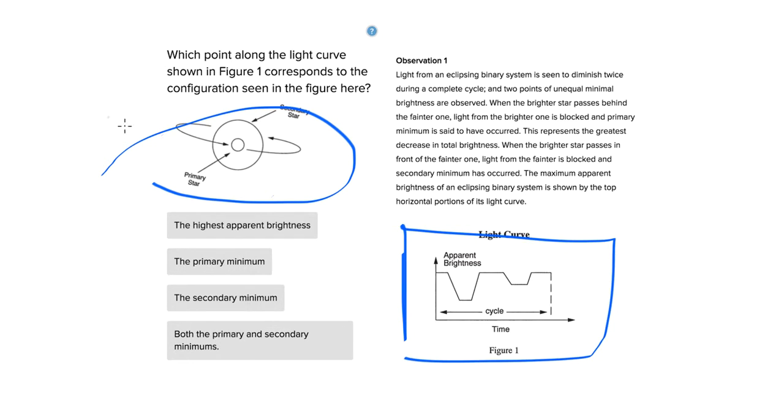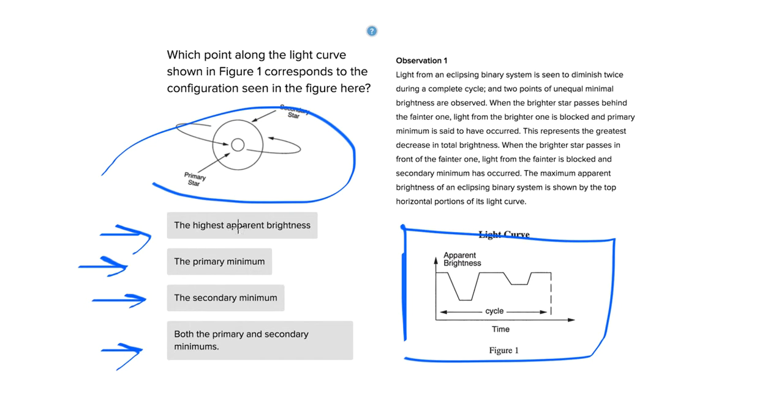This is an ACT question asking us to match a given diagram with a given graph. We're matching the diagram of a secondary star, which is a larger star we can presume to be brighter for this exercise, and a primary star, which is a smaller star we can presume to be slightly fainter given the relative sizes. Looking at figure 1, the light curve, we're asked whether this diagram corresponds to the highest apparent brightness, the primary minimum, the secondary minimum, or both the primary and secondary minimums.